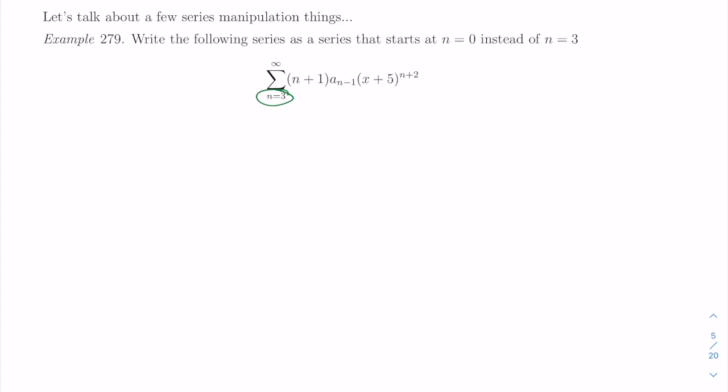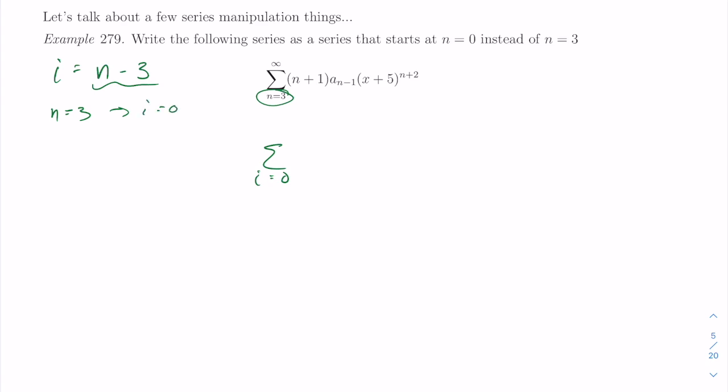So instead of n being 3, I want i to be what? To be n minus 3, right? Because then when n is 3, i is 0. Does that make sense? So if I write this in terms of i, the i will begin at 0, because when n equals 3, i equals 0, right?